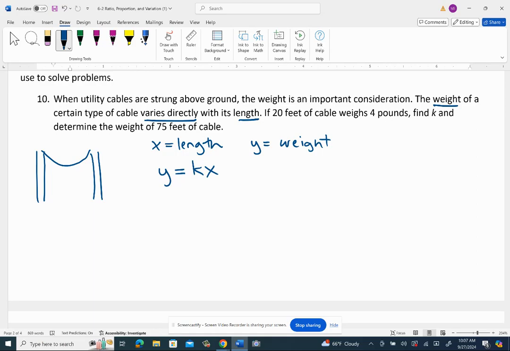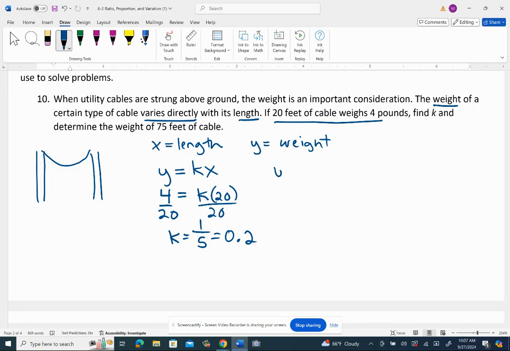What it's asking us to do here is to determine the constant of proportionality, find our k, and then use it to figure out the weight of 75 feet of cable. So we take a particular instance, 20 feet weighing 4 pounds, and put those numbers in the appropriate spot. y is the weight, so I put 4 there, and 20 is the length, so I put a 20 there. Then I solve for k by dividing by 20. So k turns out to be 1/5 if I simplify, or 0.2 as a decimal.